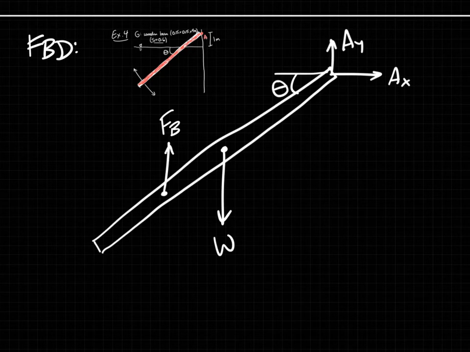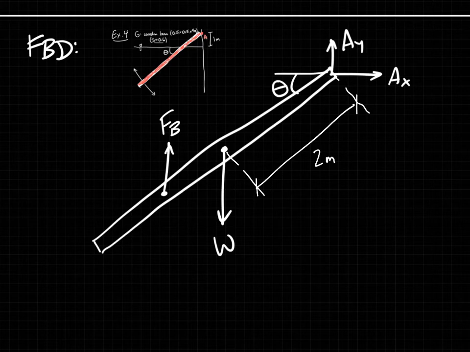Now, where is the weight acting? Hopefully, the weight is acting at the center of mass. Where's the center of mass of something that's 4 meters long? Well, it's going to be 2 meters down from its endpoint. So let's go like this, and let's go like this, and we're going to call this 2 meters. That's where the weight is acting.